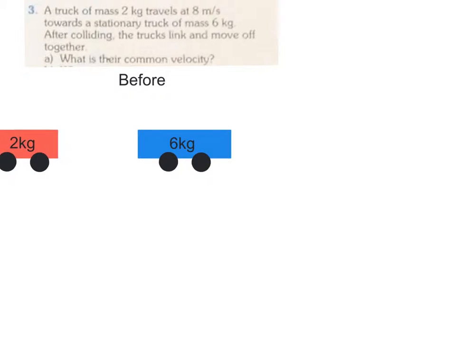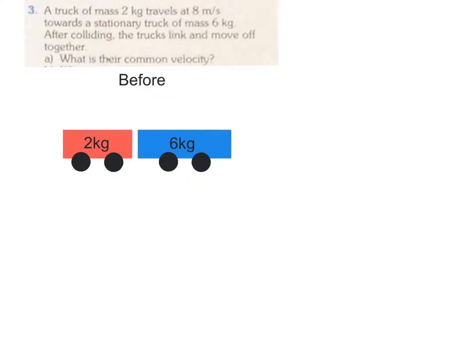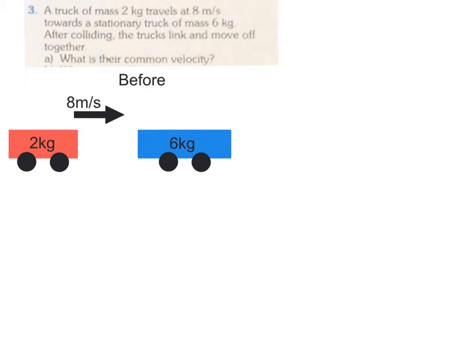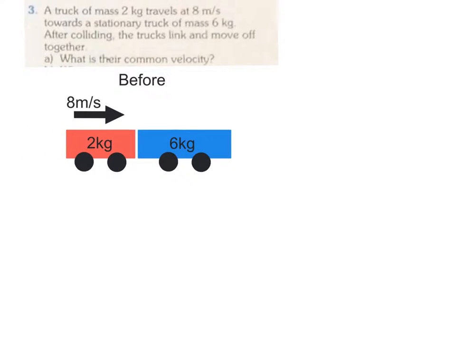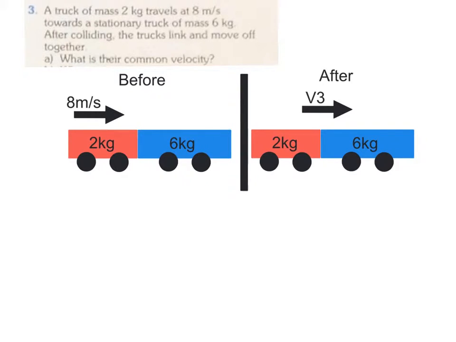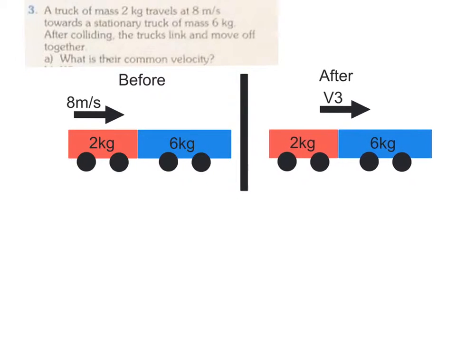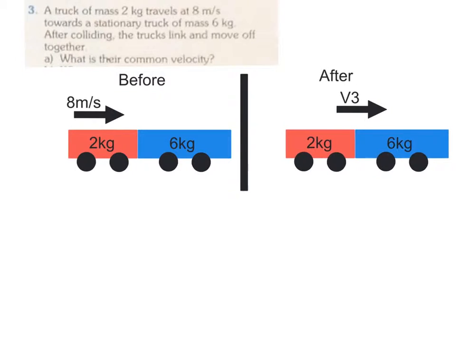So the before situation is that this 2 kilogram truck is traveling towards this 6 kilogram truck, and the 6 kilogram truck isn't moving initially. So it comes in here, 2 kilograms traveling at 8 meters per second, and hits the second truck, which isn't initially moving. And what happens then is that after the collision, they have stuck together and are moving off with this new velocity, which I've called v3.